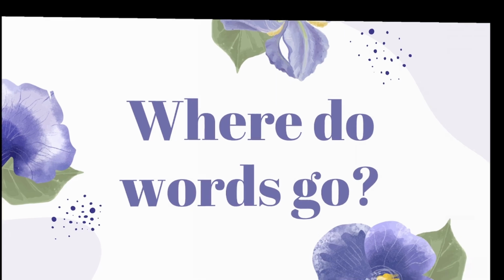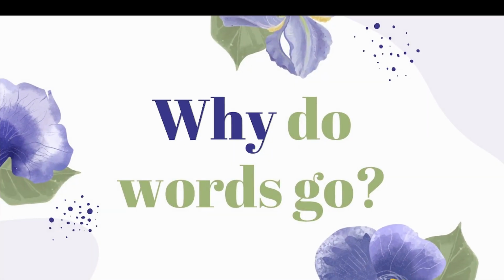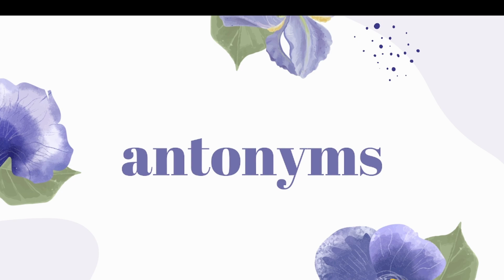Today, we'll be answering the question, where do words go? Or, perhaps more accurately, why do words go? Today we'll be focusing on a specific type of word called antonyms. Antonyms are pairs of words that have opposite meaning. Think good and bad, happy and sad.